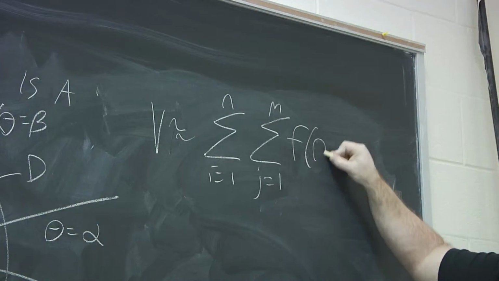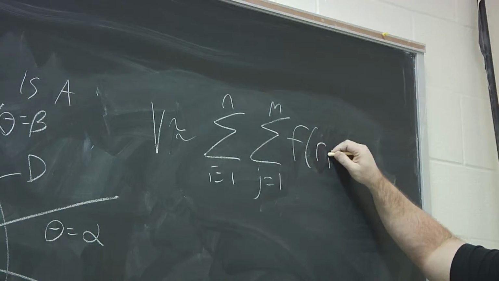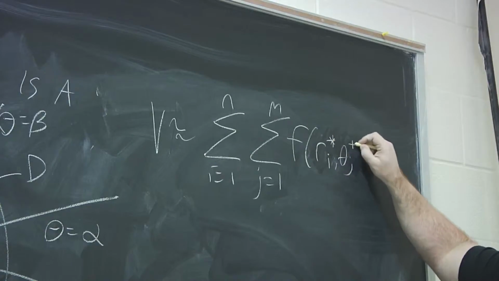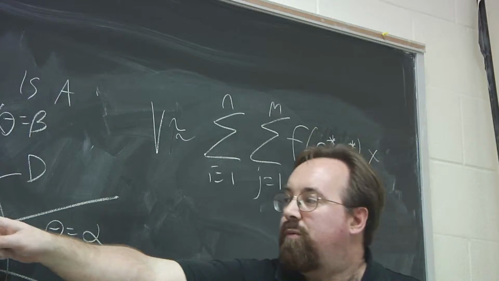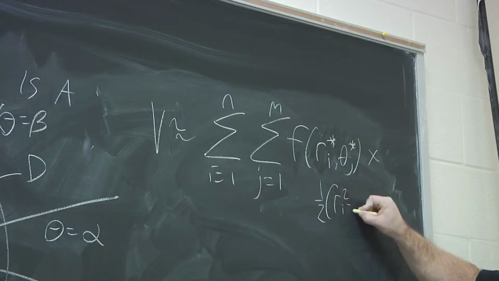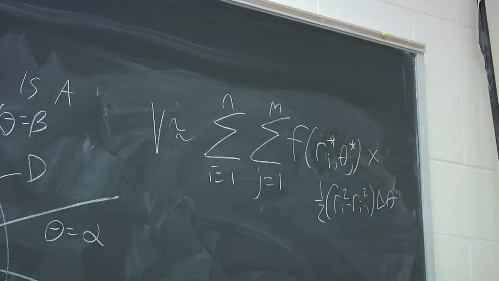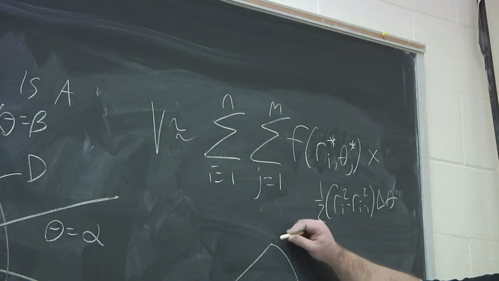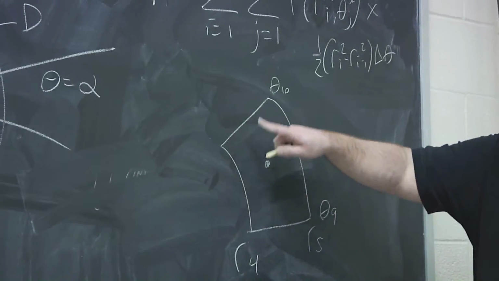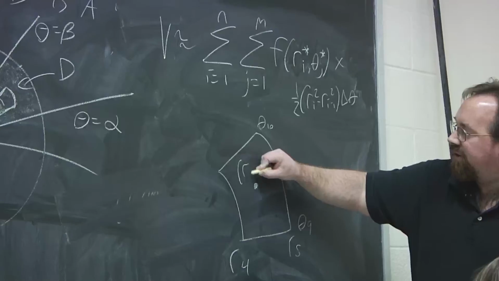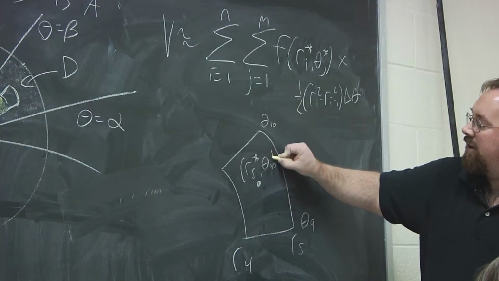The height is given by the function evaluated at an r and a theta chosen from each rectangle, times the area of the polar rectangle at the base. So that would be 1/2 Ri squared minus Ri minus 1 squared times delta theta, where if we have a single polar rectangle, any one of these, so here we have, for instance, R4, R5, defining these R values, and then we have, say, theta 9 and theta 10, doesn't really matter. Then we choose any point within this polar rectangle. So this would be a point R5 star, theta 10 star.